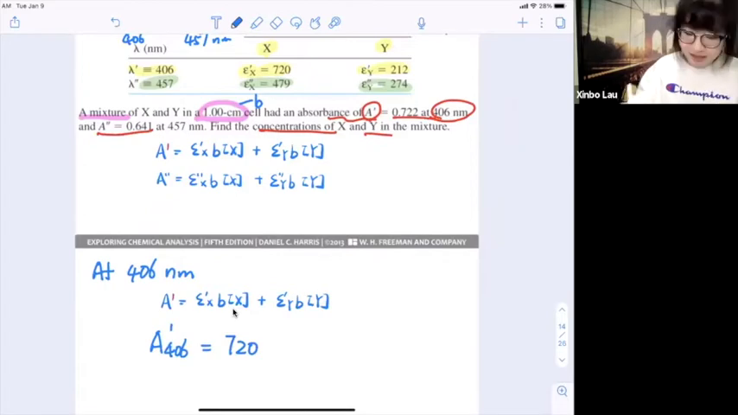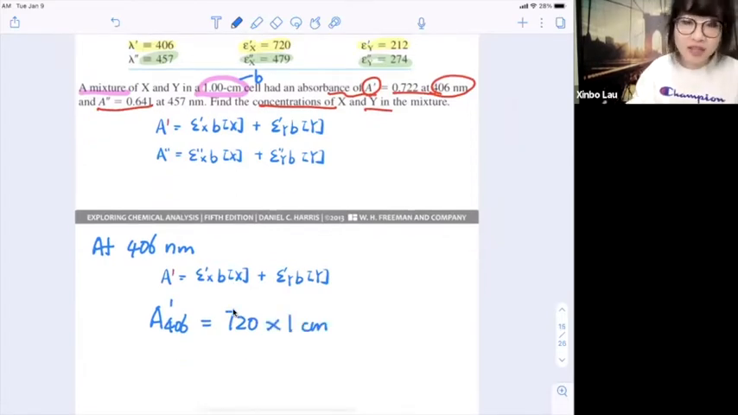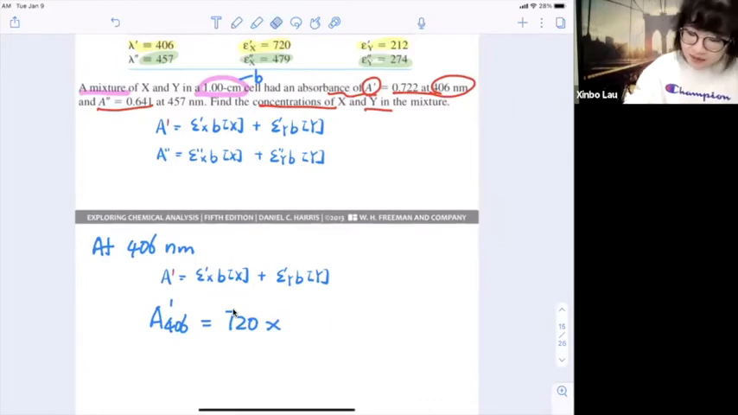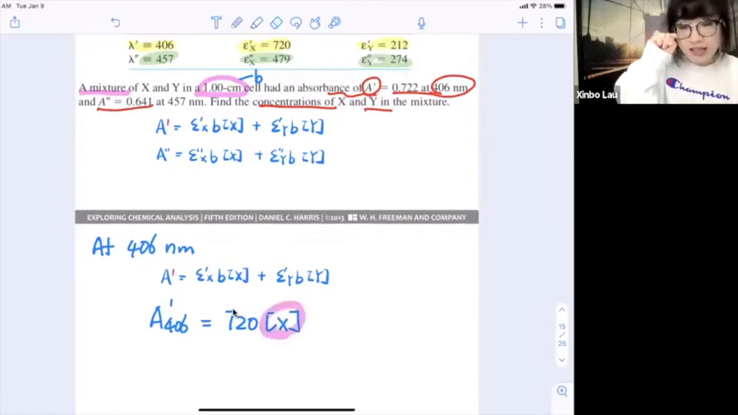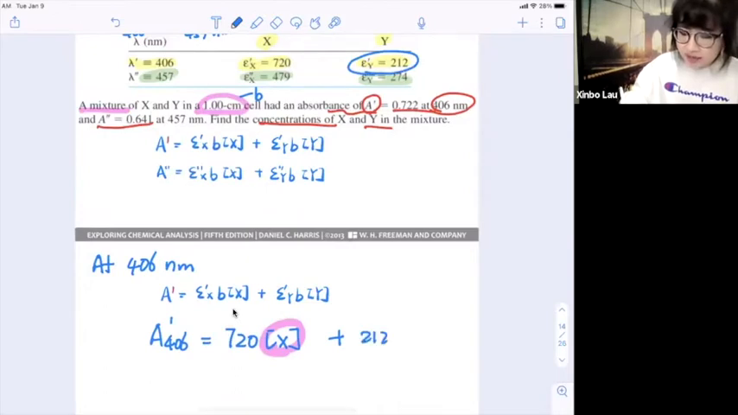Okay, so that's 720. B is supposed to be 1 centimeter. In this question, you don't have to plug it in because it doesn't change the calculations. I'm just going to ignore it, so that's why I'm taking that out. And the X concentration, that's something we're looking for, right? We don't know it. And then epsilon for Y at 406, what should that value be? 212, right? So 212 times the concentration of Y.